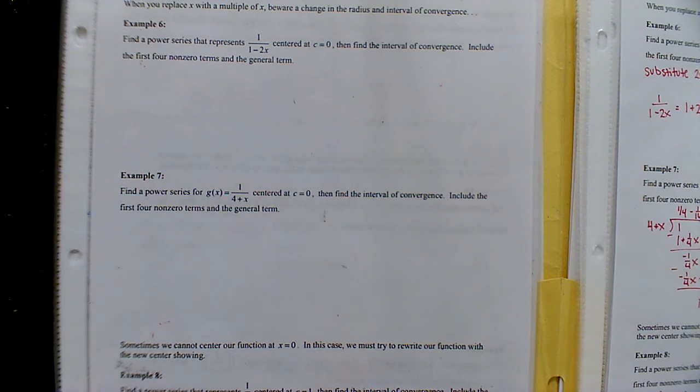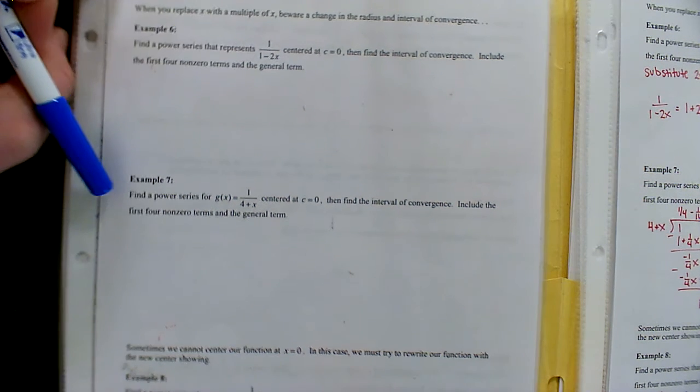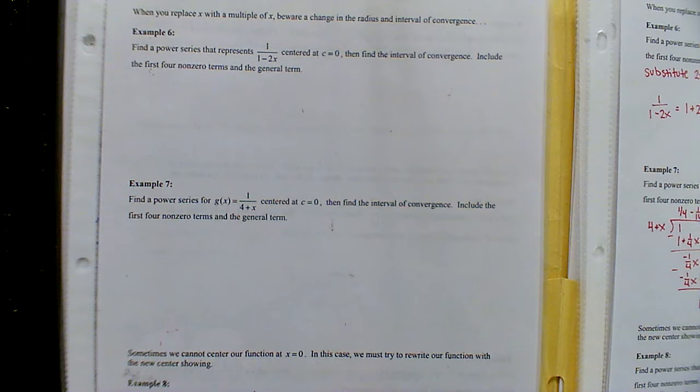Alright, so it says at the top, when you replace x with a multiple of x, beware a change in the radius and interval of convergence. Okay, so example 6. Find the power series that represents 1 over 1 minus 2x, centered at c equals 0. So that's what we were dealing with last week. Everything was centered at 0. Find the interval of convergence, include the first 4 non-zero terms and the general term.